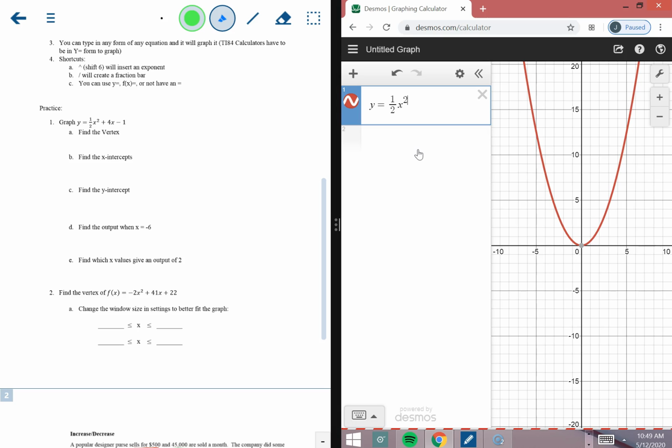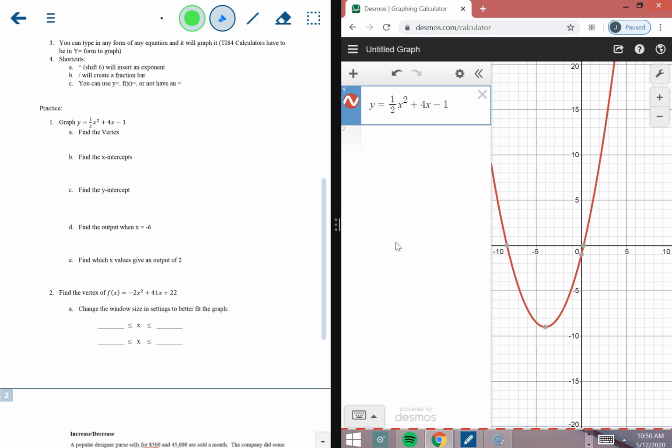Okay, so before we had the square, it was a line because it was a linear equation. We add the square, it becomes a quadratic. It graphs the parabola. Let's keep going. Plus 4x minus 1. Okay. All right, so we have the graph of the parabola.